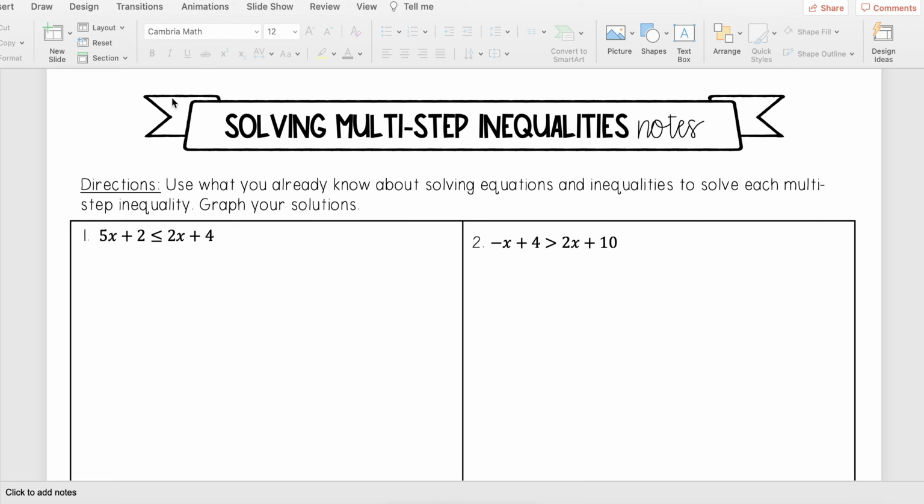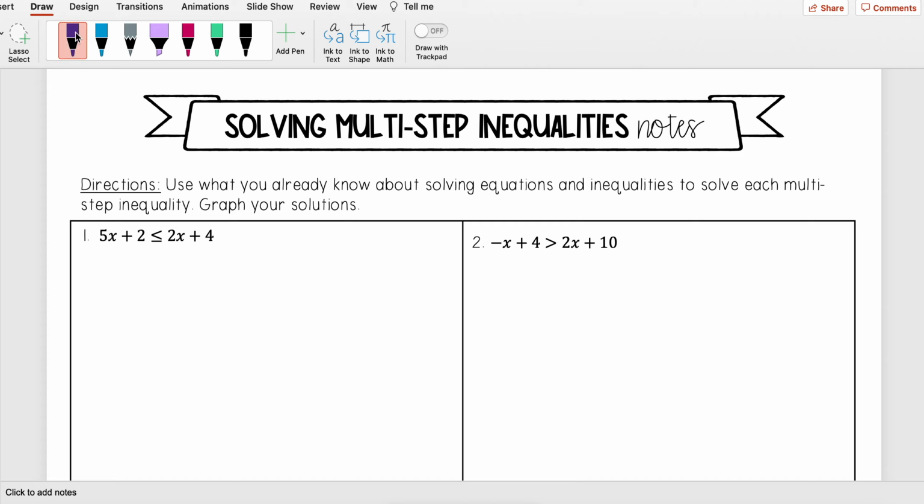Hello everyone! Today we're going to be talking about solving multi-step inequalities. So here, just like when we're solving equations, we're going to go through the same steps, but here we do need to be careful on looking out for when we're dividing or multiplying by a negative number, because that means we're going to have to flip our inequality.